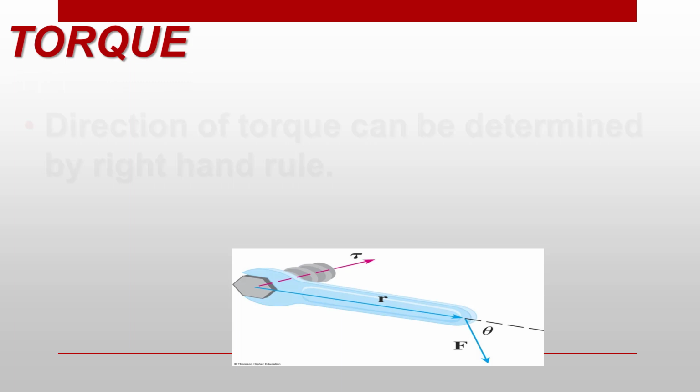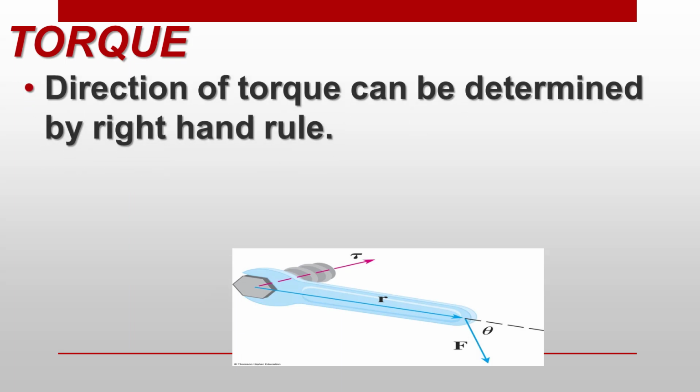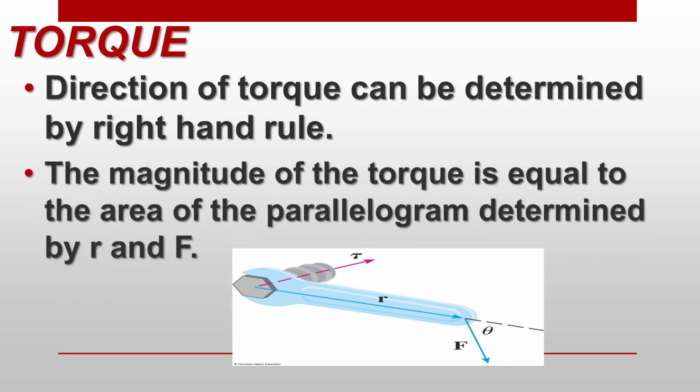Okay, so the direction of torque can be determined by the right hand rule, because it is basically an example of cross product. Just like we calculated the direction in the cross product, we can calculate the direction of torque as well. The magnitude of the torque is equal to the area of the parallelogram determined by R and F. So F is applied over here.